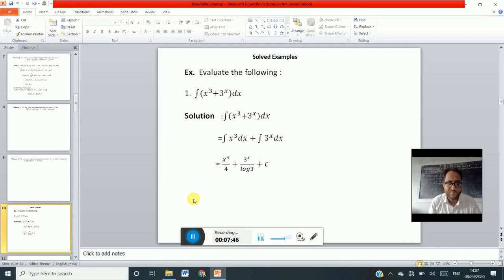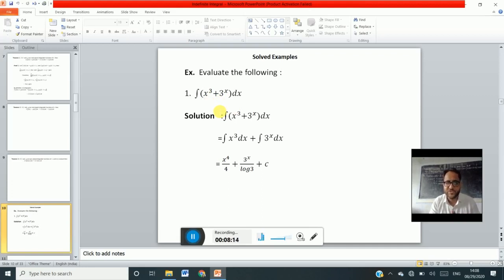Okay, then see the examples. Very easy examples are there in the first few exercises, then very complicated examples also. So see the first one: evaluate the following function, the integration of x cube plus 3 to the power x dx. Right, here we see that there is a summation, and inside the sum there are two terms or functions.